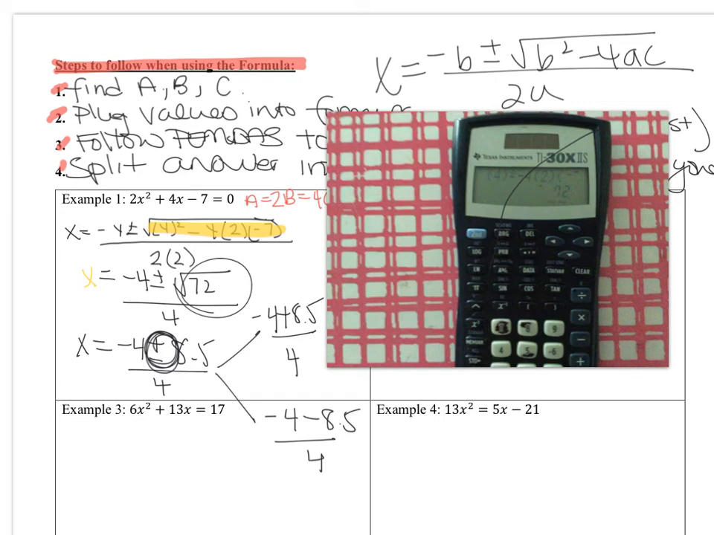I get 1.1, so 1.1 is one answer. And then I'm going to do negative 4 minus 8.5. I have to hit enter first because my calculator is not sophisticated enough to do it all. Divide by 4. I get negative 3.1, and that's my other answer. So the quadratic formula, you're going to get decimals if you can't factor it. If you don't get decimals, that means you could have factored it. So let's do another one, because I would imagine you're a little iffy on this.